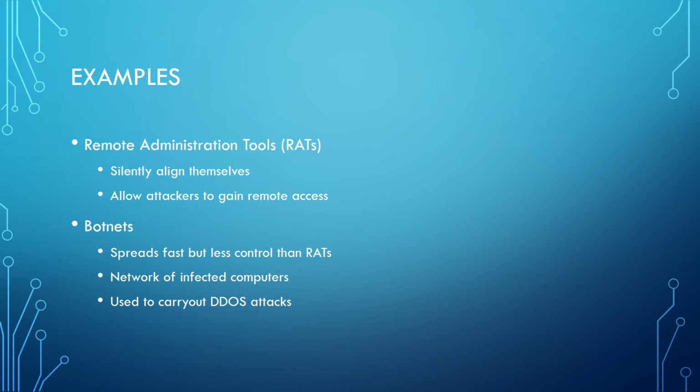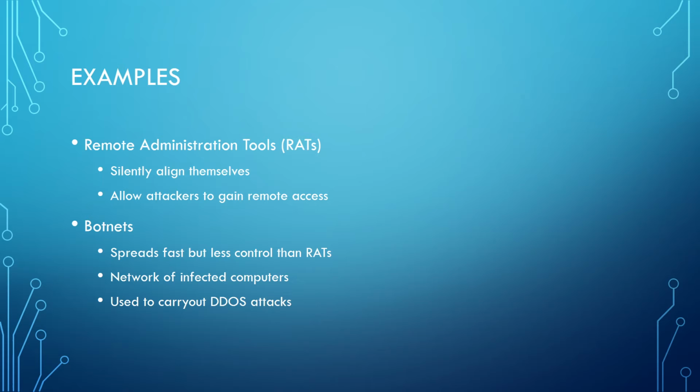Some very quick examples of Trojans. You have remote administration tools, or RATs, and they're appropriately named. They silently attack your system and they kind of just hide there. They allow attackers to gain remote access, and what this allows is attackers can very silently watch your browsing, watch for account details, passwords. They have access to all of your data and all of your histories as well, and logs.